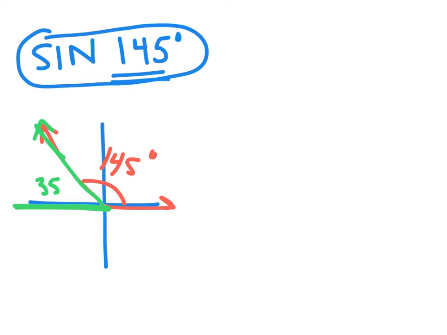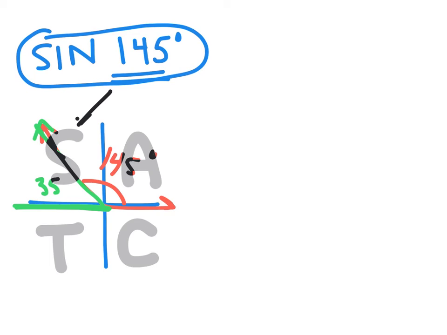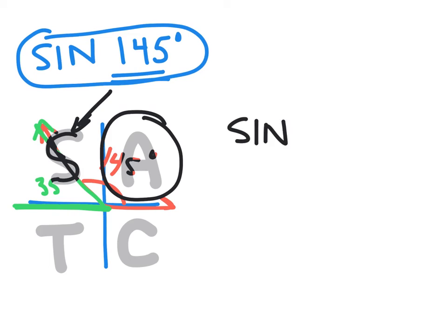Now the next thing we need to do is determine whether it is a positive or negative value. If you remember, the CAST rule tells us who's positive where. So let's outline that. In this particular case, take a look. Our sine value in this quadrant will be positive. So we need the other time that sine would be positive, which would be in this quadrant. So actually our reference angle is the other angle that would produce that.